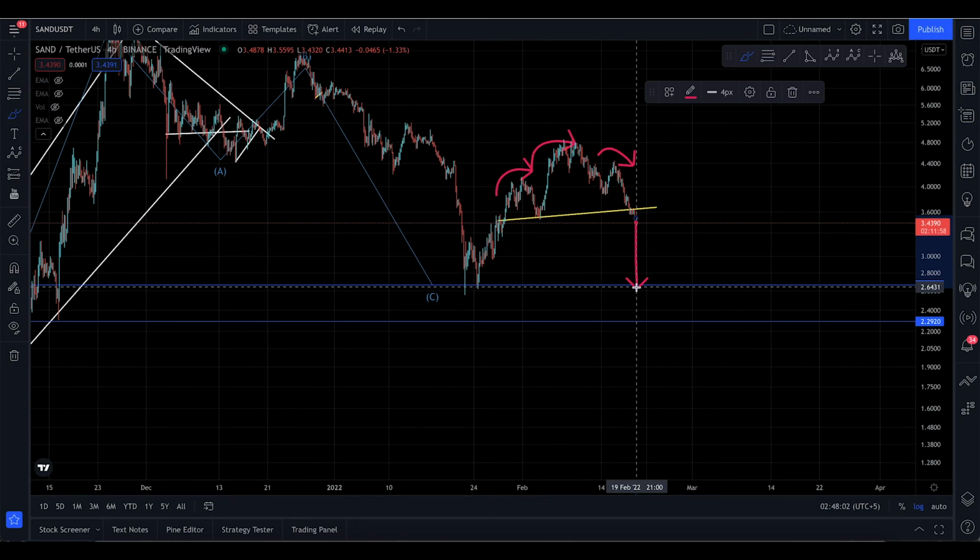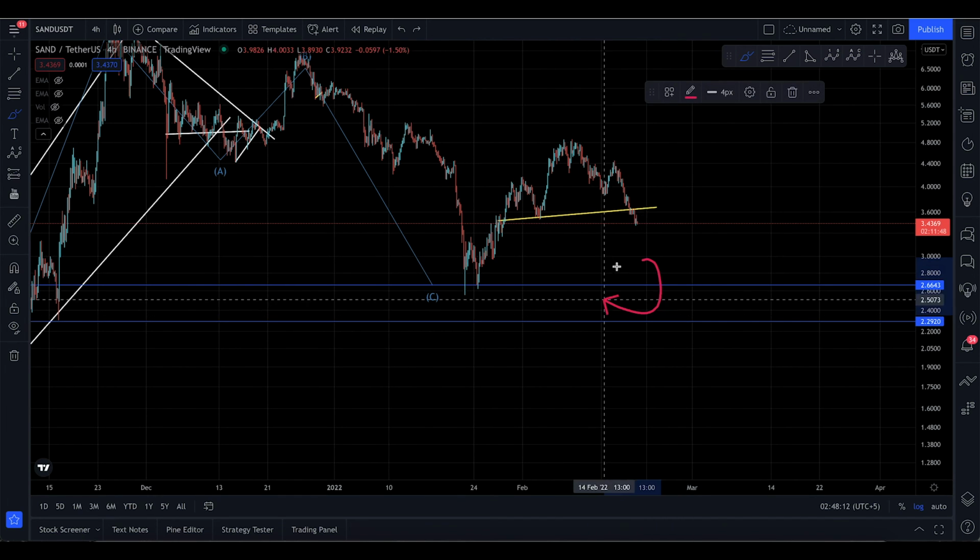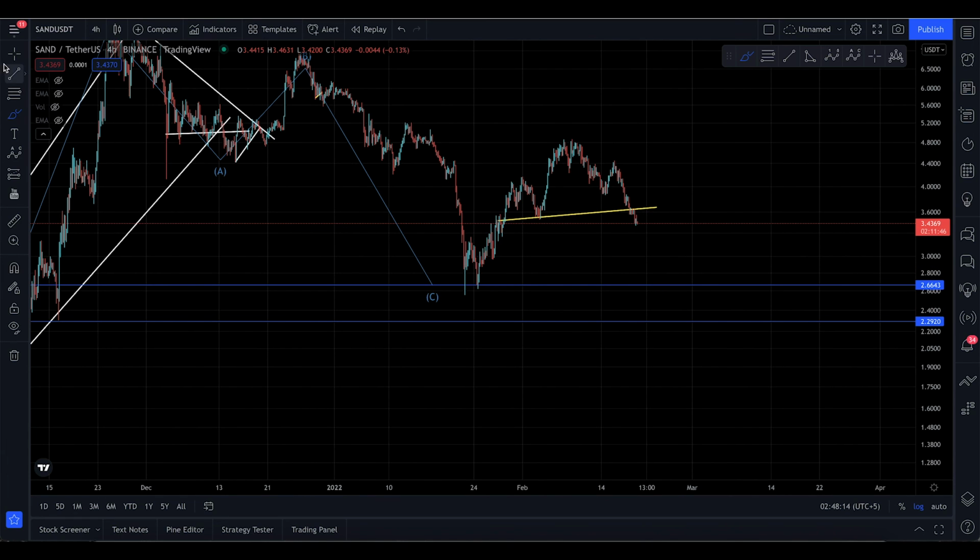Boom, it takes you to the first target, 2.6 something, and then the second target, if you close the log scale, is going to be the 2.33 dollars. So these are two targets that I'm looking at, the first one being the 2.7 region.